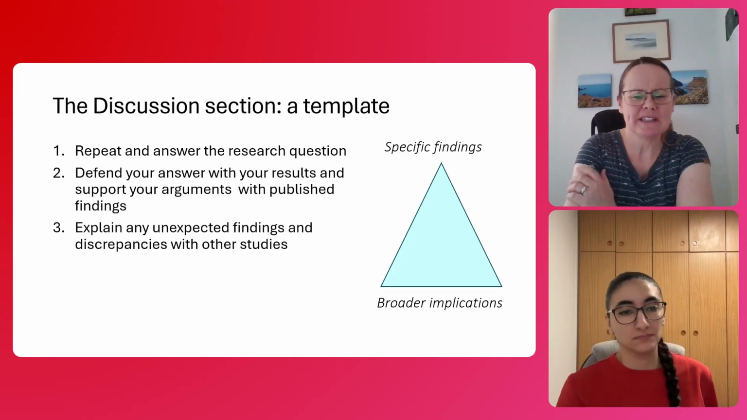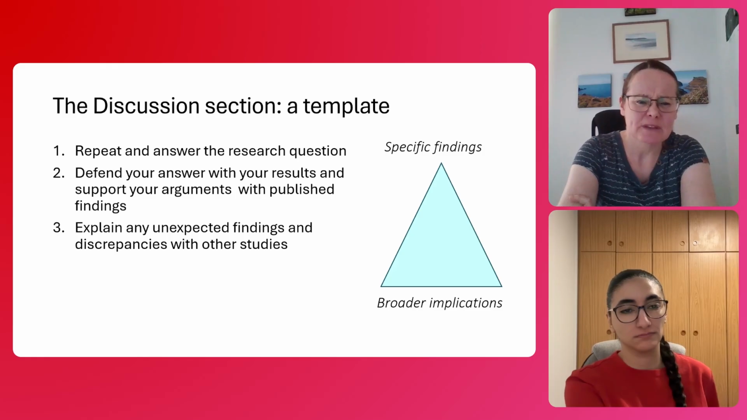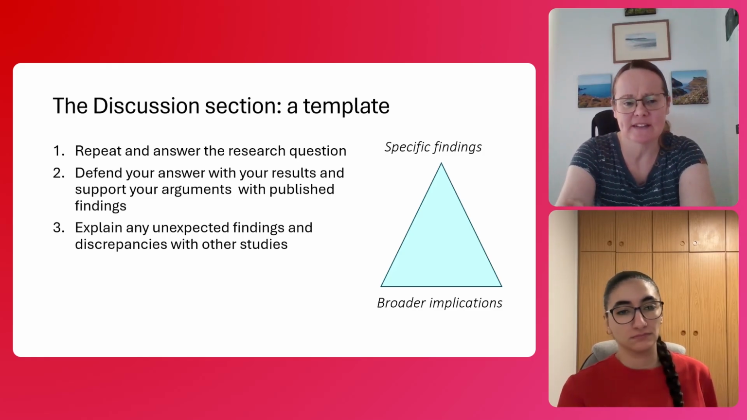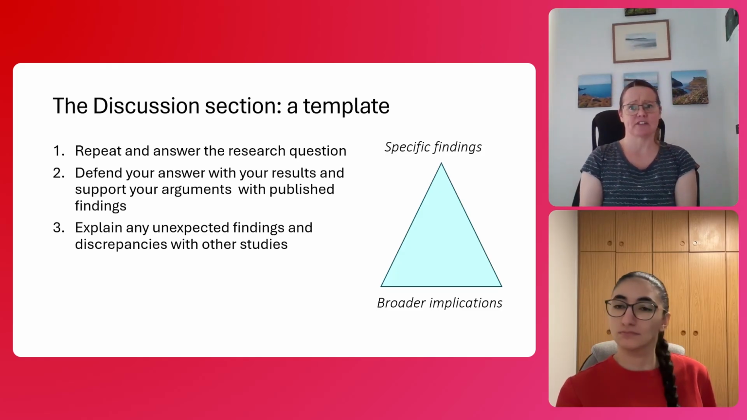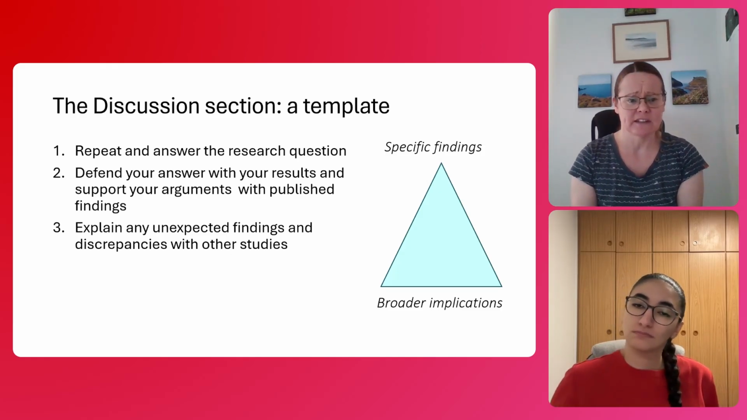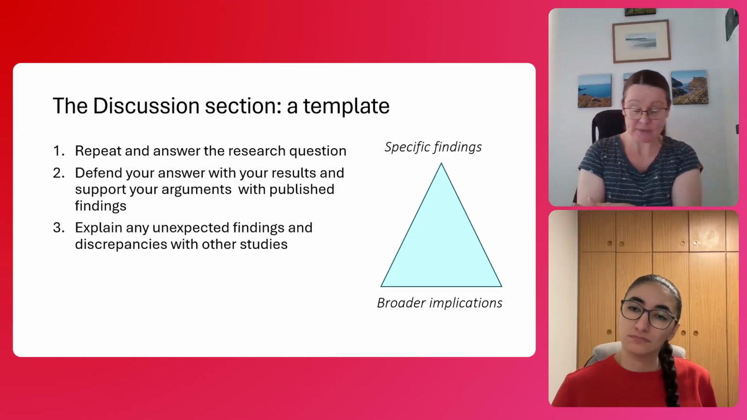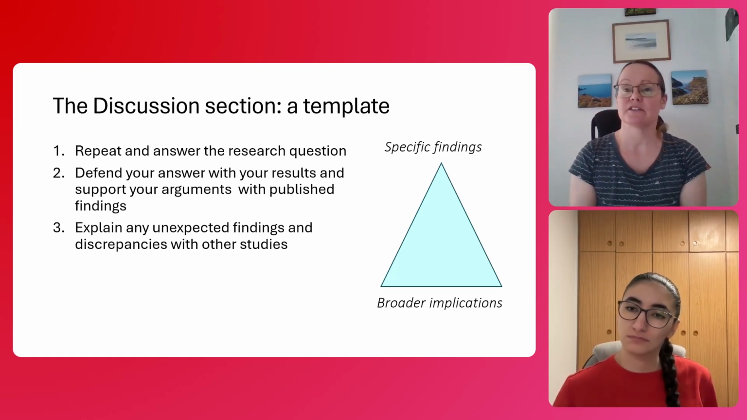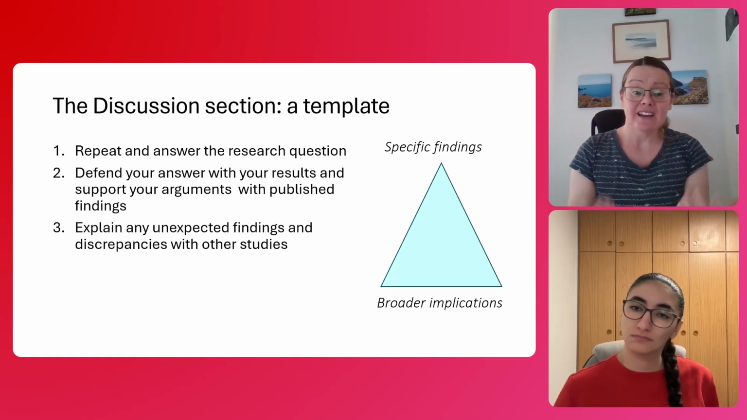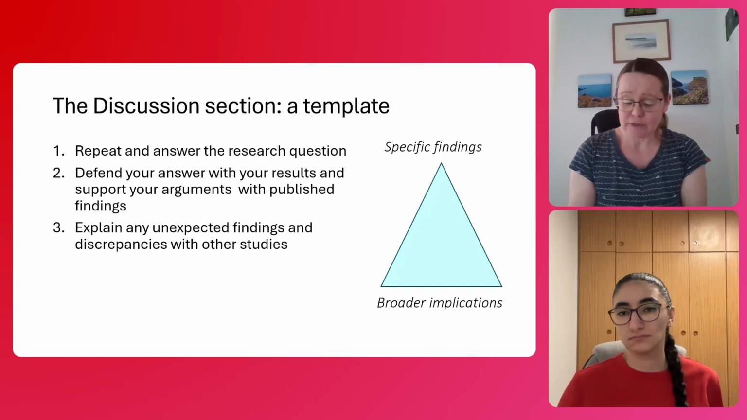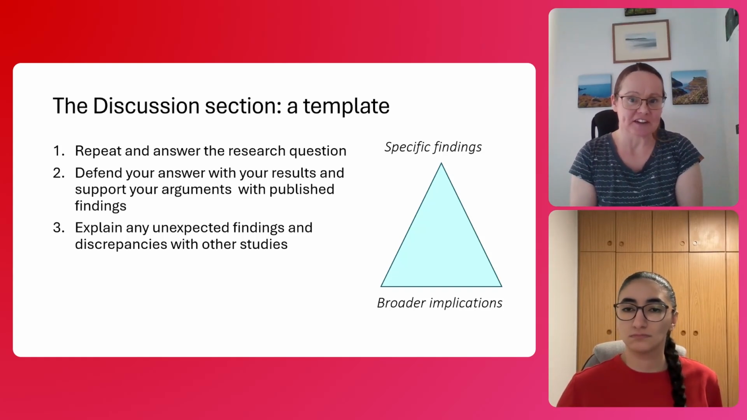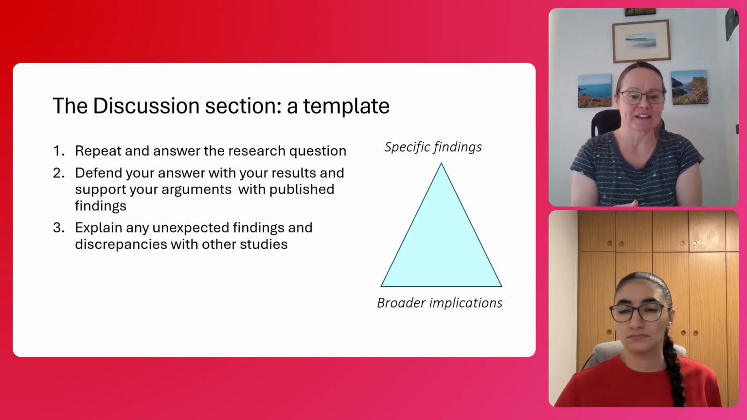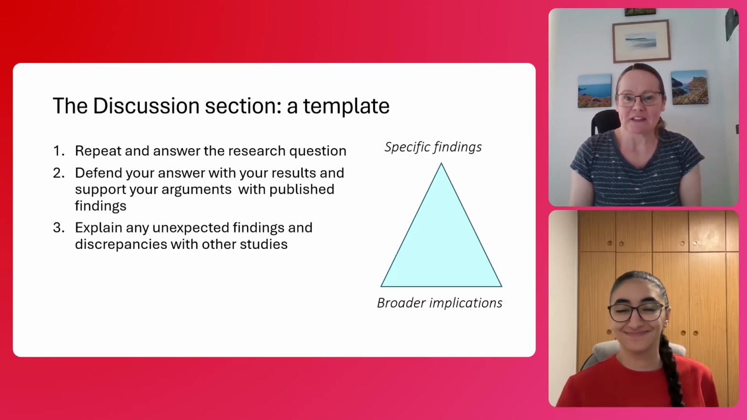You have to explain any unexpected findings, okay, and any discrepancies there were between your findings and those of other studies, okay? Don't shy away from this stuff. Don't shy away from unexpected findings. Don't ignore discrepancies with other studies. Tackle them, acknowledge them. Okay, they are to be expected. There is nothing wrong with unexpected findings. In fact, if there are no unexpected findings, it looks a little suspicious, I think, because that is the nature of research.